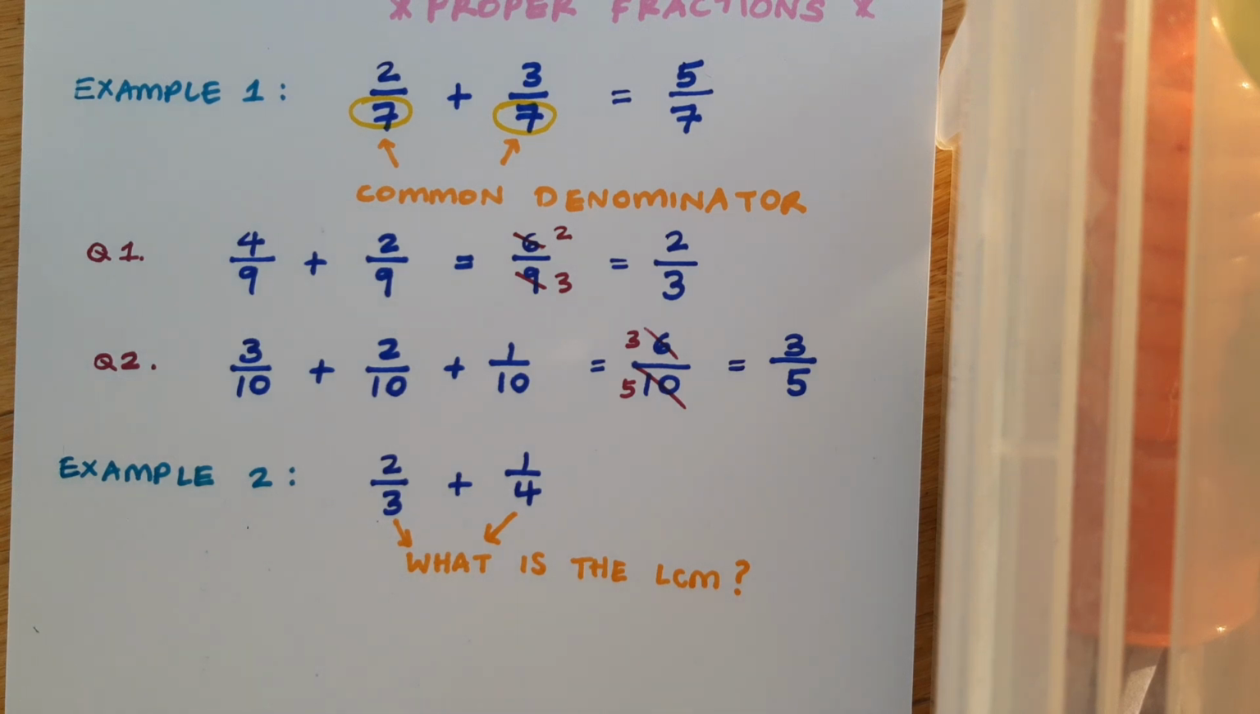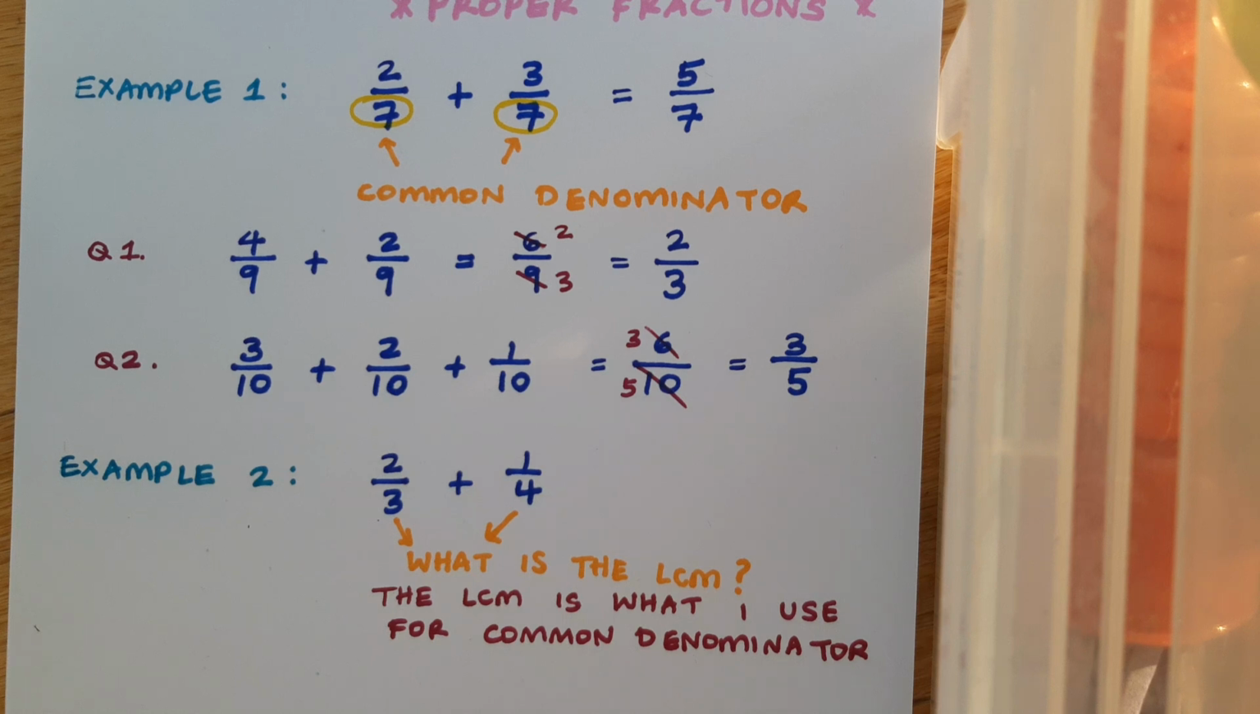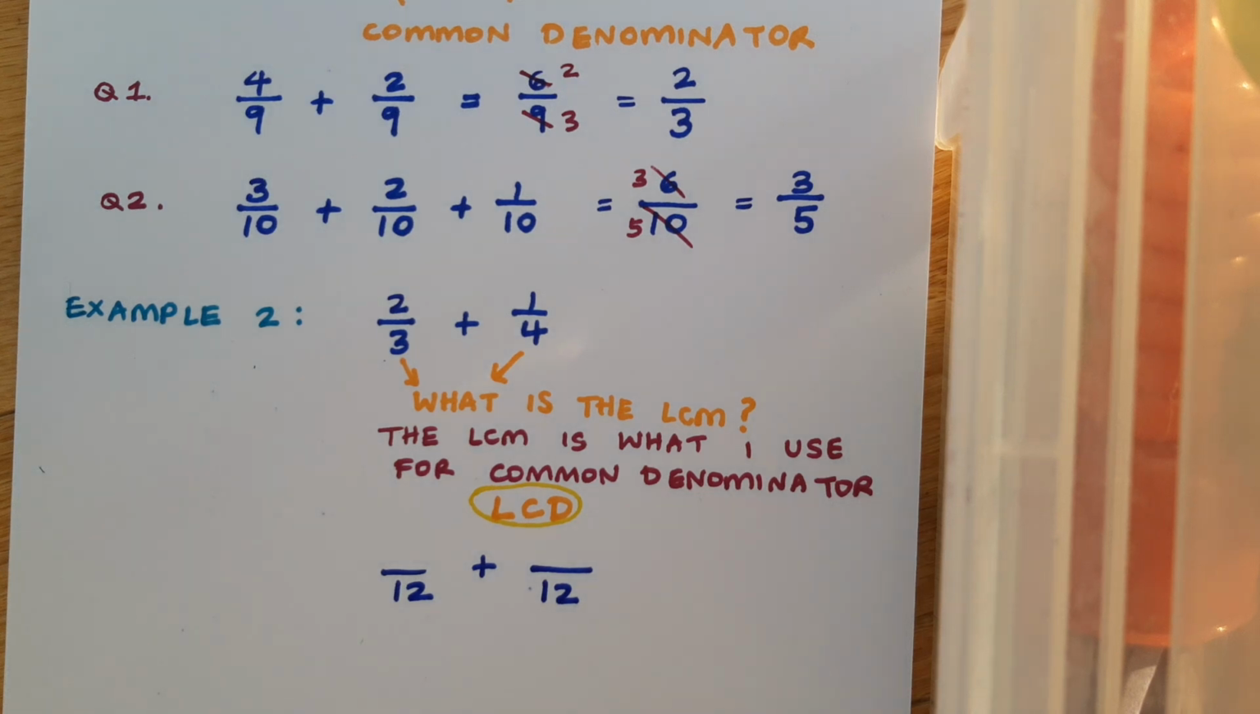To find the common denominator, I'm looking for the lowest common multiple, the LCM of 3 and 4. What's the smallest thing that they'll both go into? In this case, the answer is 12. So the LCM is what I want to use for the common denominator. I sometimes call this the lowest common denominator, or the LCD. So I know that I want it to be 12, so I'm going to write my two fractions down with 12 as their denominator.